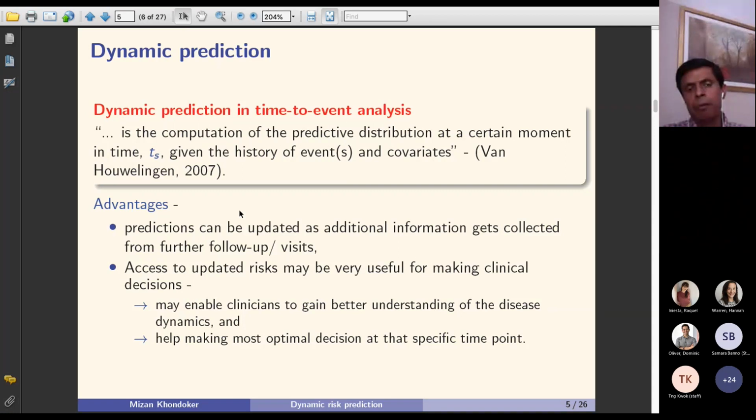So this has several advantages over a traditional, conventional static risk prediction tool. As time progresses, as additional information is collected at follow-up visits, the prediction can be updated as you get new data from each participant or each patient. And access to this updated risk may be very useful for making clinical decisions. For example, this can help clinicians gain a better understanding of the disease dynamics and also help make the most optimal decision at a specific point in time.